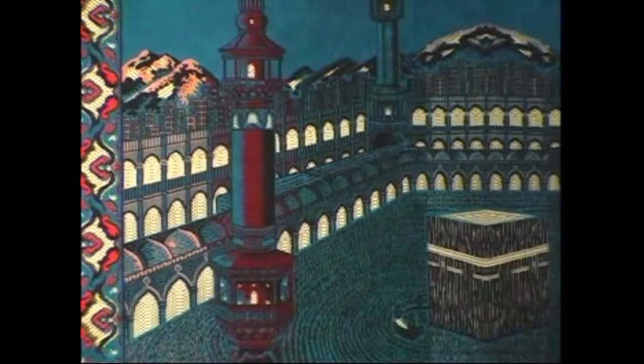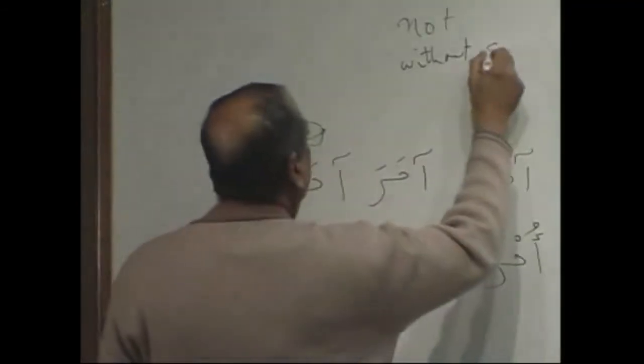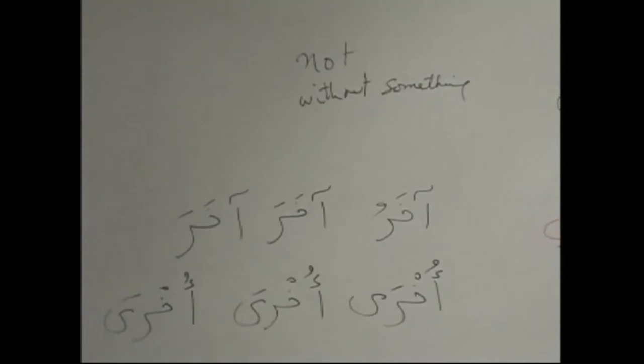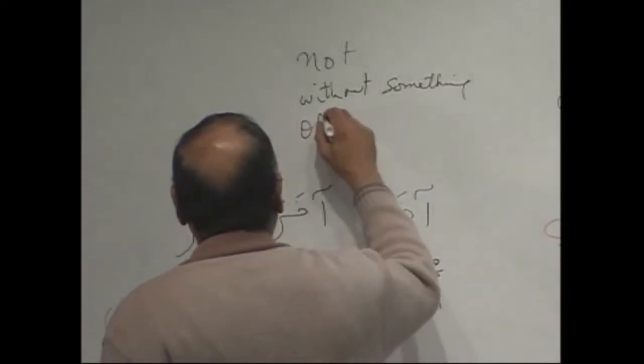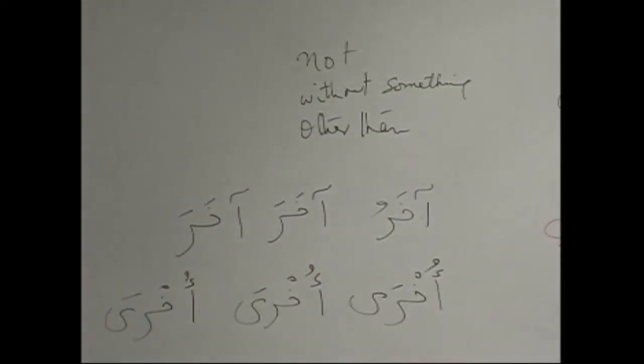Ghair. Brother, ghair can mean without. It can also mean not. Or it can also mean other than. Would you like to write it down? It can mean not, or it can mean without something, without, or it can mean other than. It can mean other than. And remember, brothers and sisters, ghair will always come as a mudaf.